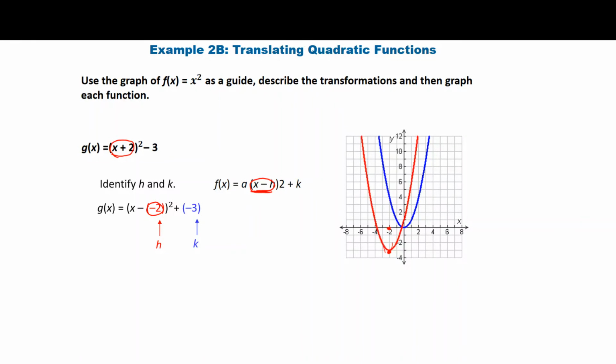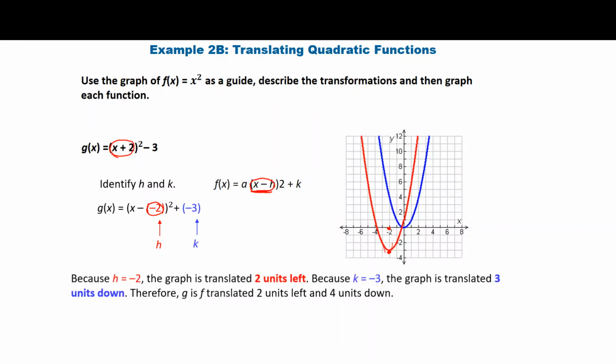Okay, there it is. And because h equals negative 2, the graph is translated 2 units to the left. Because k is equal to negative 3, the graph is translated 3 units down. Therefore, g is f translated 2 units left and 3 units down.